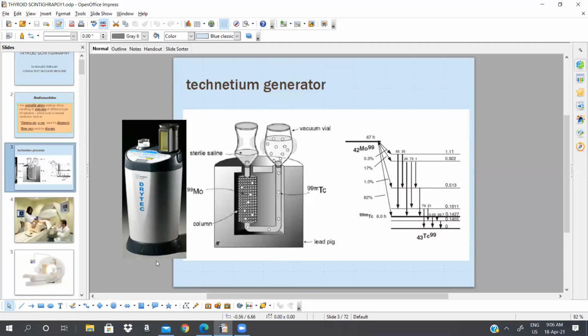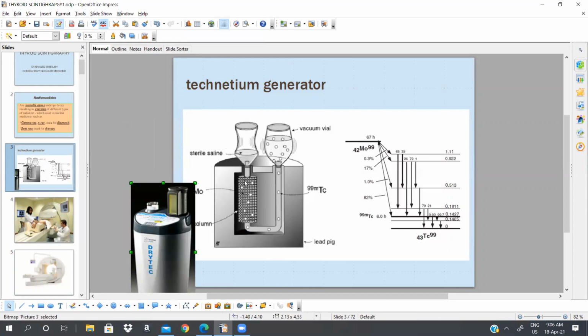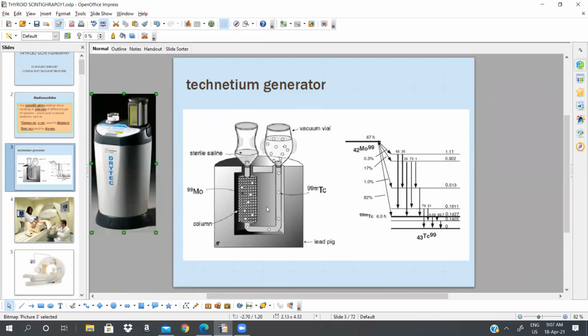This is the shape and the structure of the generator. It should have, as you see, a molybdenum column. This is the radioactive material, we call it the parent, and this molybdenum, due to its radioactive nuclear decay, goes down to technetium-99m. So this we call the parent, and this is the daughter. And this we are using mostly in nuclear medicine.